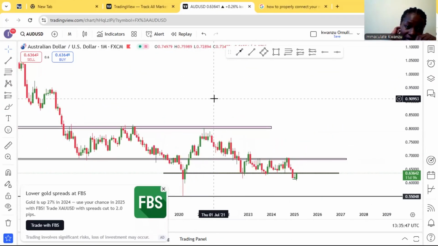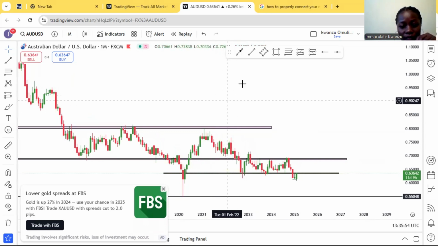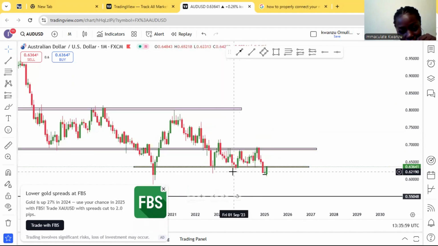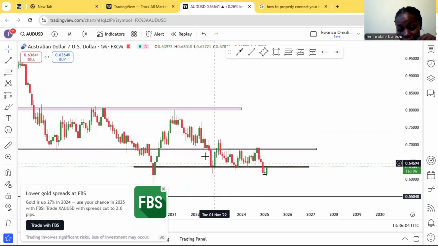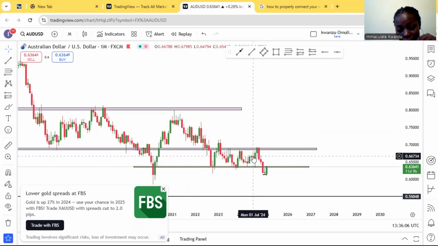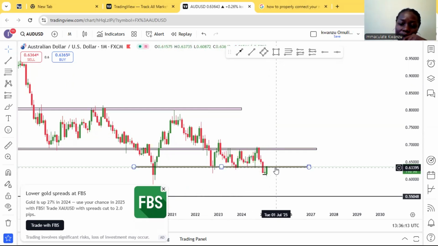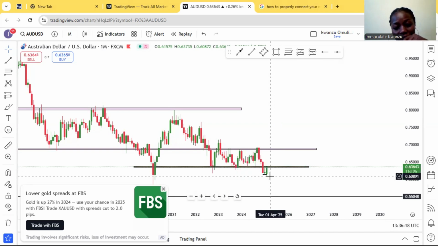So guys, next let us look at the AUD USD, the Australian dollar. From the month, you can see we broke out of this particular key level right here. This massive range you head over here, and we're just coming back to retest. Now, this particular level will determine whether we continue going back up or we bounce off and head on to the next level target.